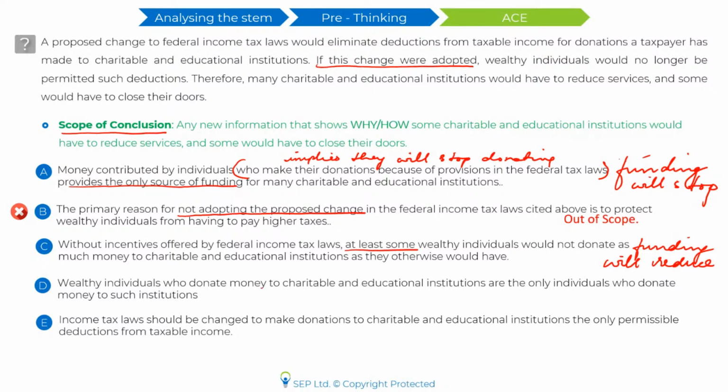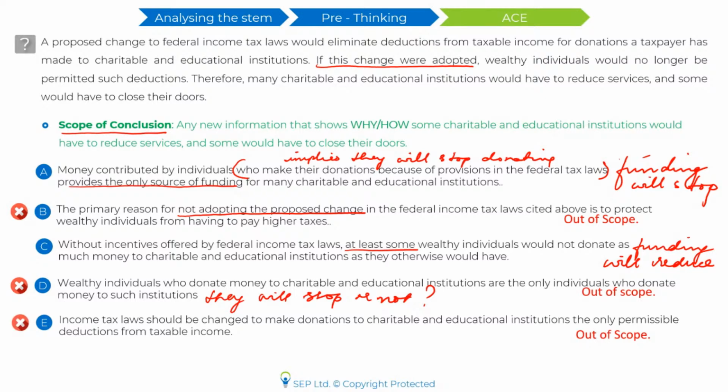Wealthy individuals who donate money, I'm reading D, are the only individuals who donate money, but this does not tell us they will stop or not. It's just saying they are the only ones who donate money. So this is out of scope. Income tax laws should be changed to make donations the only permissible deductions. What changes should be made is not the point that we are discussing here. Our conclusion is concerned with why charitable and educational institutions would have to reduce services. So this is also out of scope, out.